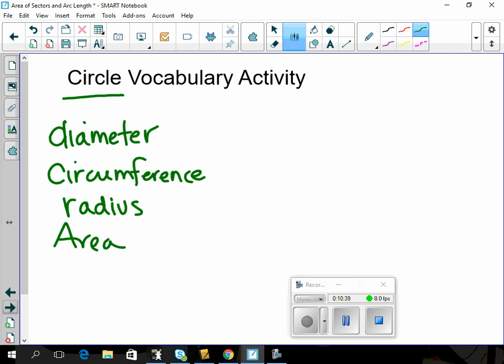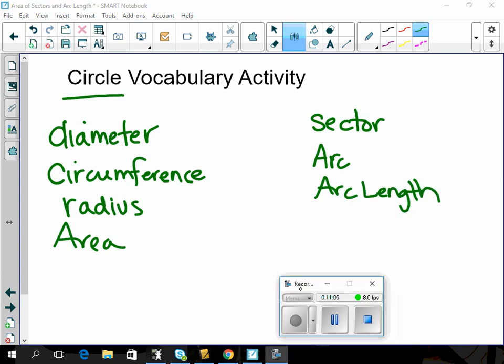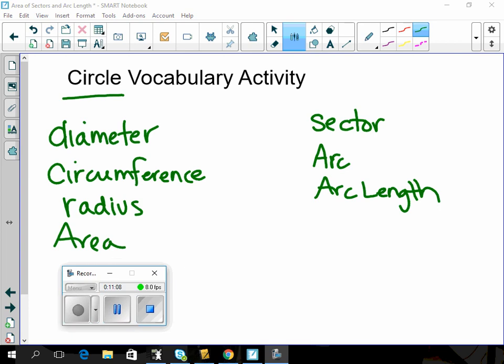There are a lot more kinds of vocabulary words that we need to talk about. And today, we're going to talk about something called a sector. So if you don't know the word, I'd write it down. We're going to talk about something called arc length. Well, first of all, what is an arc? And then arc length. That's really what we're going to focus on today. So you'll need to know all of these words prior to getting into the actual math behind it.